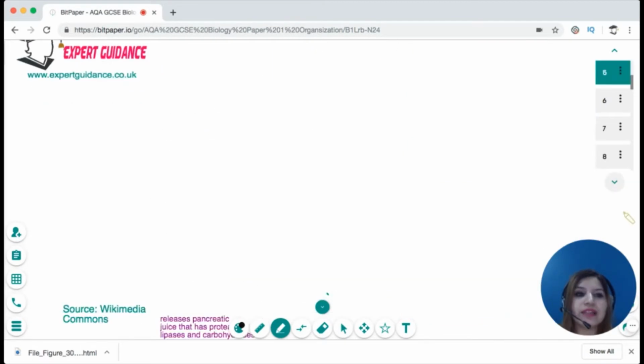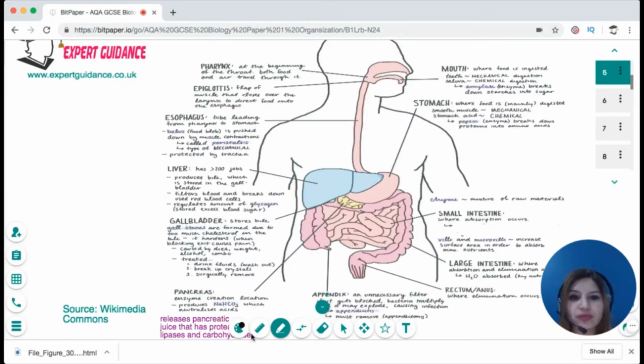Okay, now let us quickly summarize this entire digestion process. It starts with the mouth, where food is ingested, mechanical digestion starts, and amylase is mixed in, which starts to break down the starch into sugars. Then there is the pharynx, which is at the beginning of the throat, and both food and air travel to it. Then there's a small flap called the epiglottis. The epiglottis is a flap of muscle that closes the windpipe so that the food does not get into the windpipe, and it directs the food into the esophagus. The esophagus is the tube that leads the food into the stomach, and it has peristalsis movement that pushes the food down.